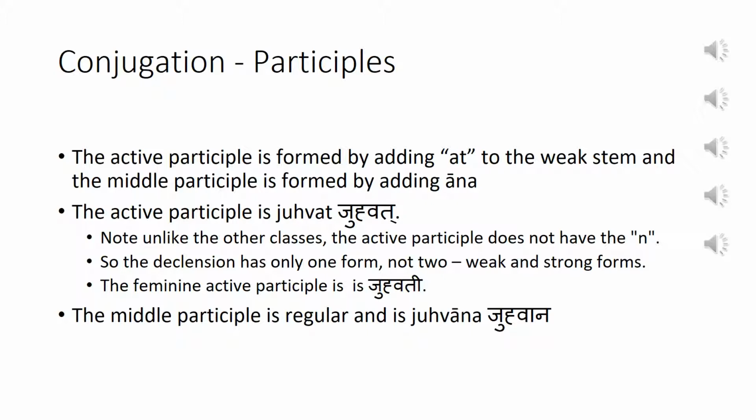And the Participles. Since the active participle closely follows the pattern of the third person plural, it is formed by adding at to the weak stem and not ant like in the other classes. The active participle of hu is juhvat. Unlike the other classes, the active participle ends in at and not ant. So the declension does not show two forms, the weak and strong stems. There is only one stem. The feminine of the active participle is juhvati. The middle participle is regular and is juhvana.